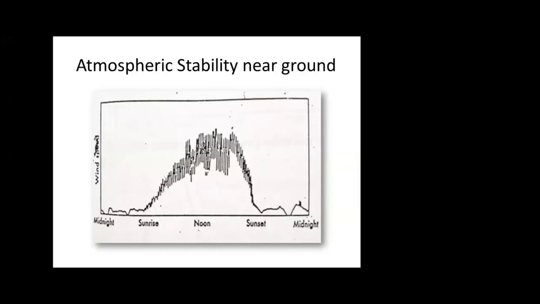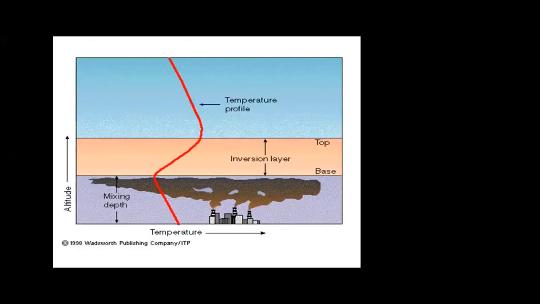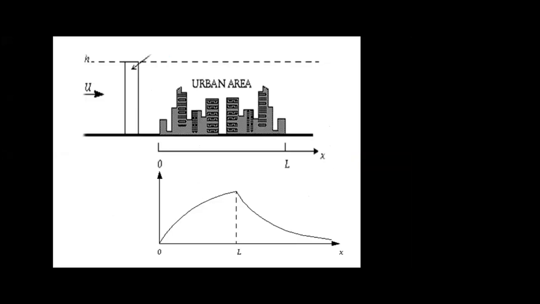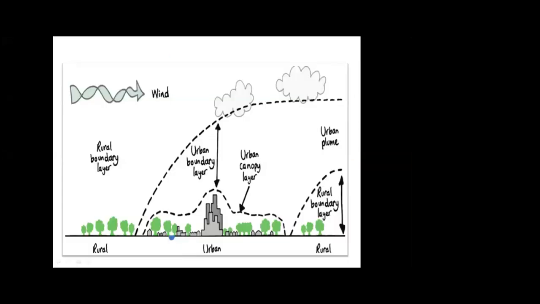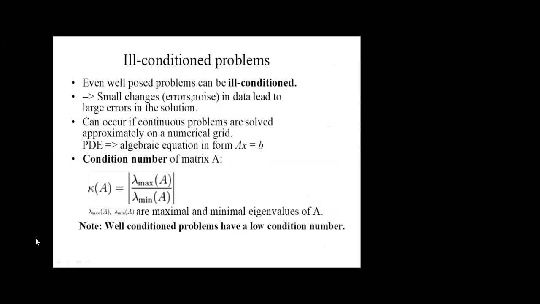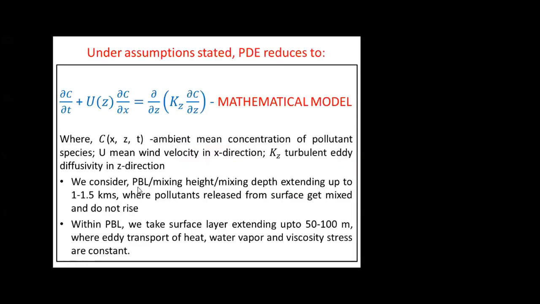If you look at this one, you see this is the air we have. Here is the mixing depth, and in that, 1 to 1.5 kilometers is the planetary boundary layer, and the surface layer is 50 to 100 meters. So this is dangerous to human beings, because this is where we live and where we breathe.